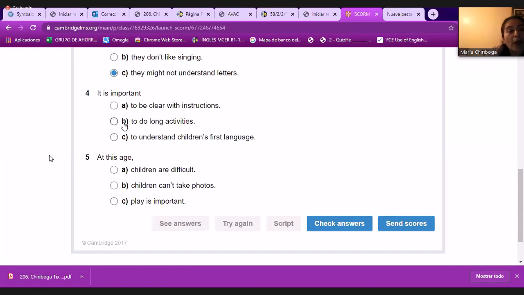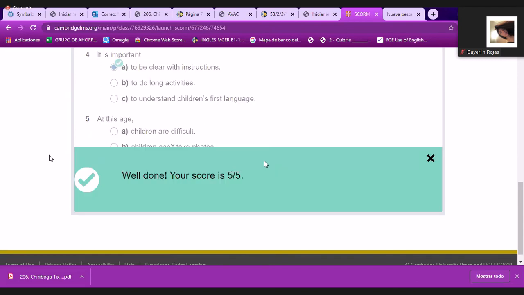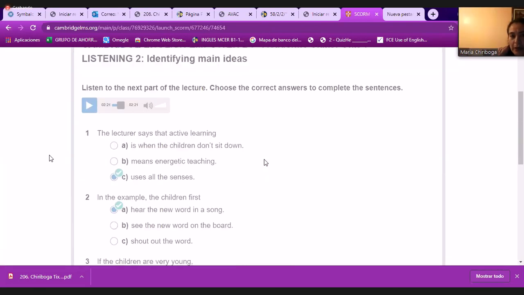Okay, let's see. It's important to be clear with instructions, to do learn activities, to understand children's first language. Letter A. Maybe? A, B, or C? Okay, A. And finally, at this age, 2 or 5, porque hablábamos de los niños de 2 y 5, me acuerdo. Bueno, at this age, children are difficult. Children can't take photos. Play is important. Literacy. Let's check your answers. Correct. Everything is correct, my dear students.